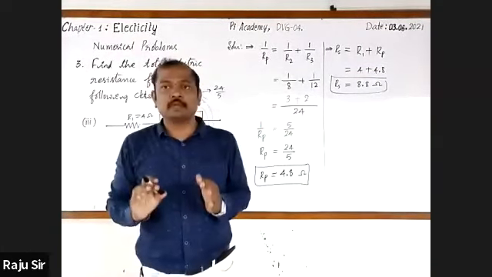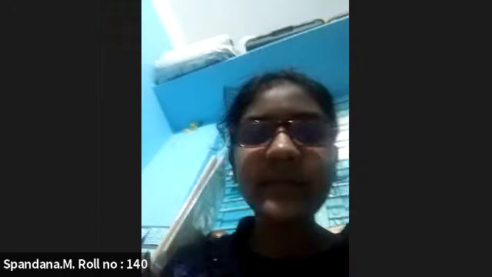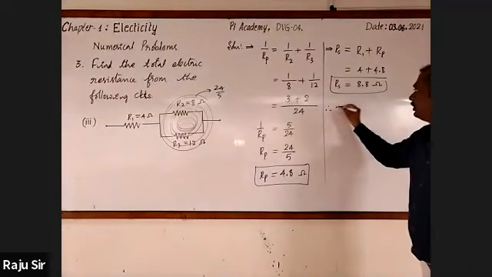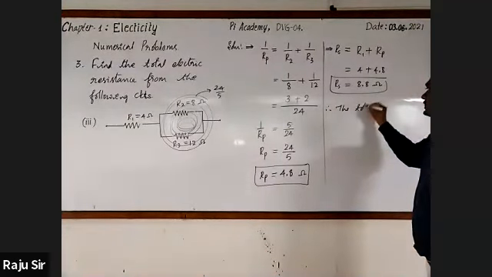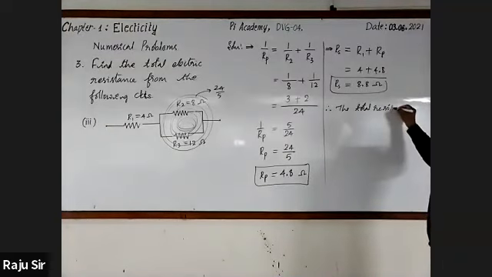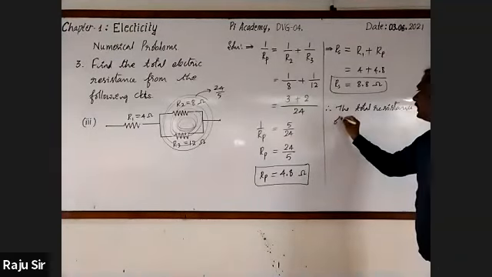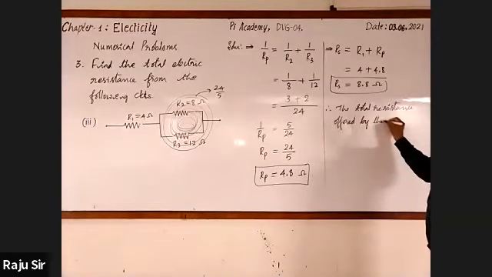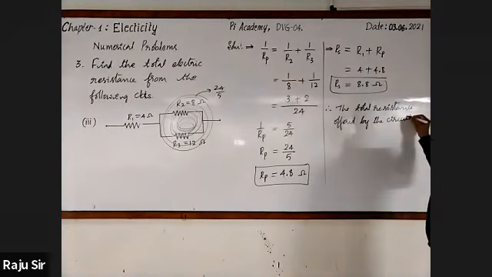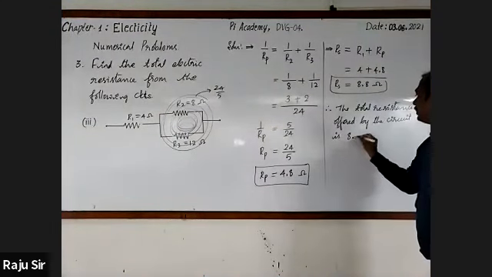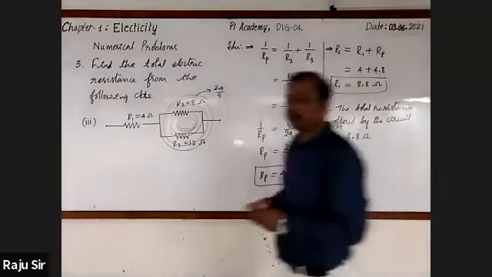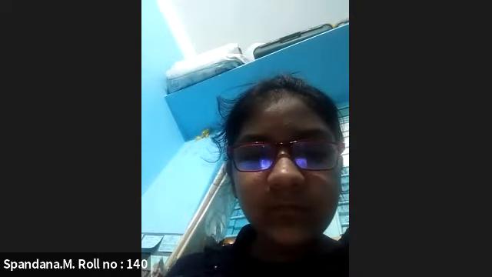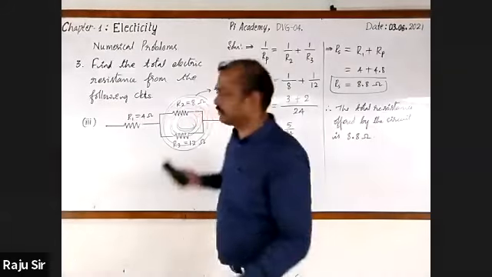Students, hope that you have understood. Okay, write the conclusion. Therefore, the total resistance offered by the circuit is 8.8 ohm. Now let me go for taking another one.